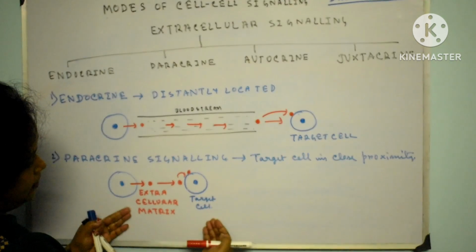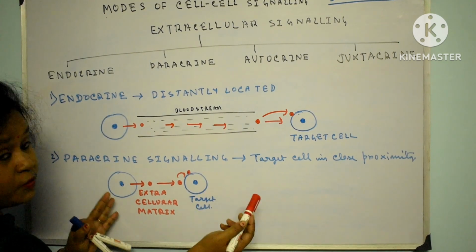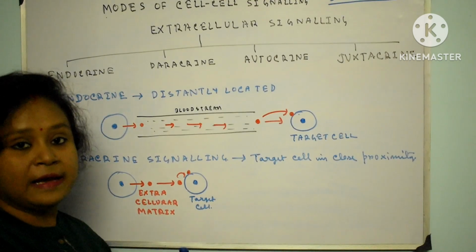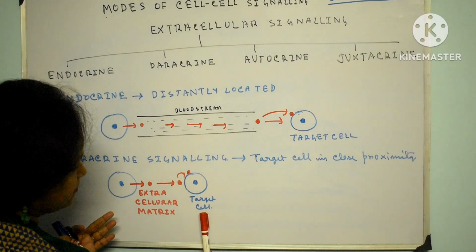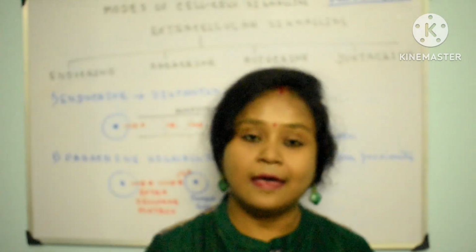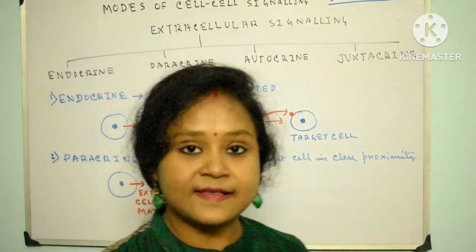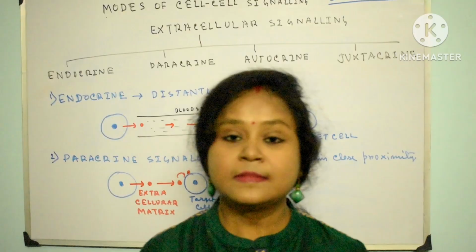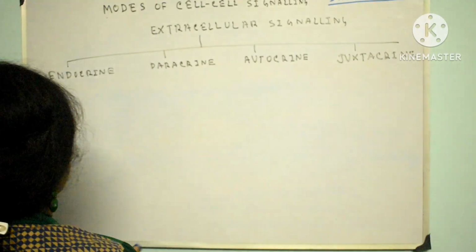Here the gap between the secretory cell and the target cell consists of the extracellular matrix of this secretory cell and the extracellular matrix of this target cell. The signal molecule will go through the extracellular matrix of both of these cells only. Okay, so this is paracrine signaling. Examples are neurotransmitters, tissue hormones or local mediators. What do neurotransmitters mean? They act between nerve cells at a synapse.